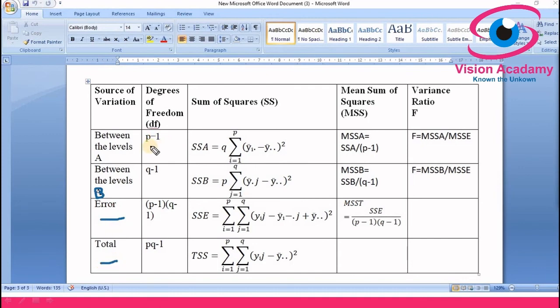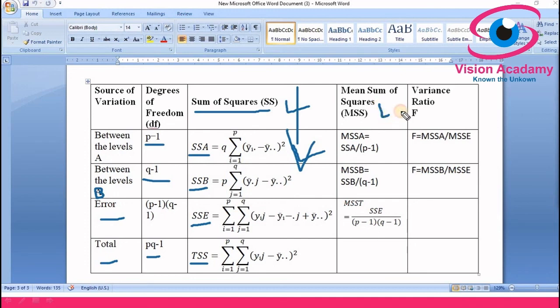I told you P degrees of freedom relates to the level of factor A, and Q to the level of factor B, and error will be P minus 1 times Q minus 1, which must be multiplied. And in the total, PQ minus 1. And this is the formula for SSA. Since in this column we have to consider only sums of squares, we have SSA, sum of square due to level of factor A, sum of square due to level of factor B, sum of square due to errors, and total sum of square. All the sums of square we need to consider in this column only.